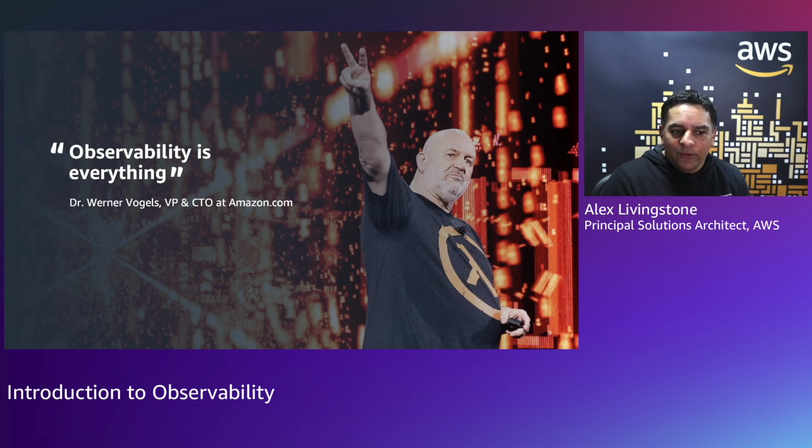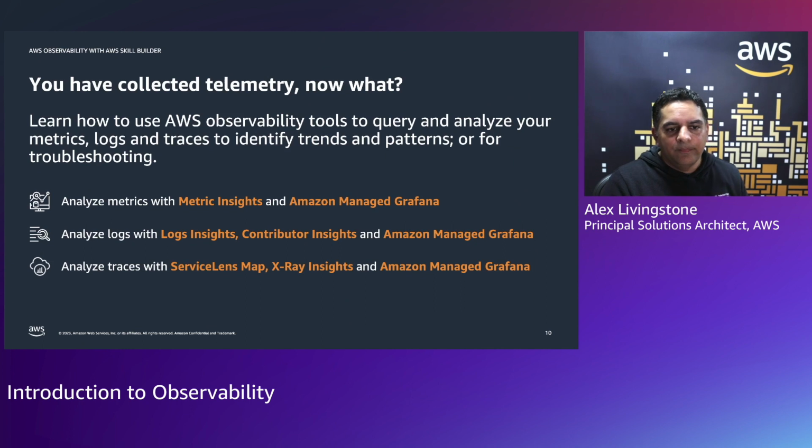So far I've talked about collecting metrics, logs and traces, and I've shown you a demo about how you can use ServiceLens map to visualize and troubleshoot issues. But this isn't really enough to make your application truly observable. So you've collected telemetry, now what? Well, just recording information is not enough. You need insights into that information.